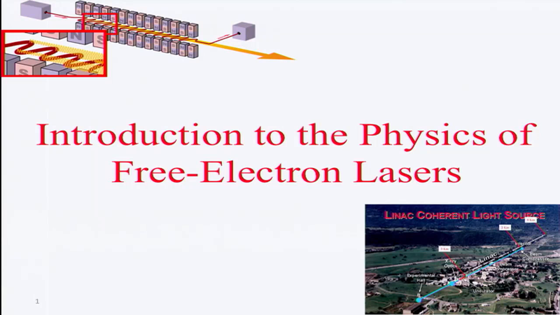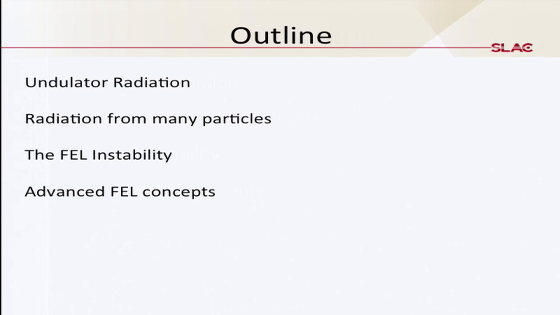Here's the outline of my talk. I'll start from describing what an undulator is. I'll briefly talk about undulator radiation, and then I think this is the most interesting part: radiation from many particles and the FEL instability. These two are obviously related. And then, depending on how fast I go, we'll talk a little bit about advanced FEL concepts, the R&D we're doing here at the LCLS and other FELs worldwide.